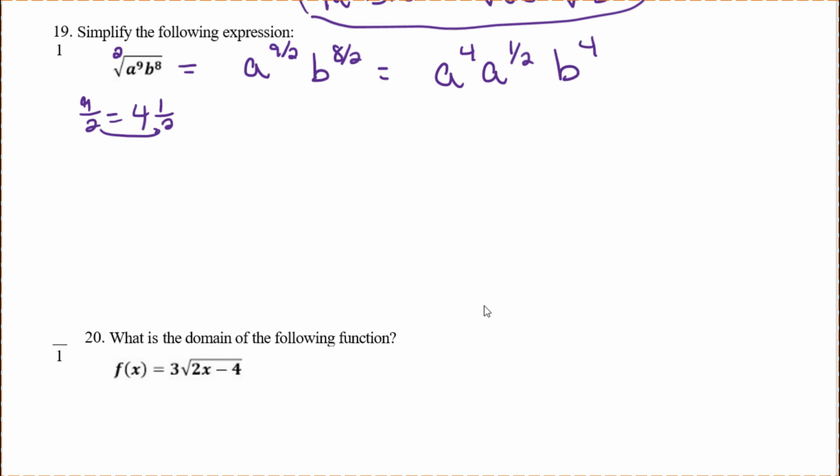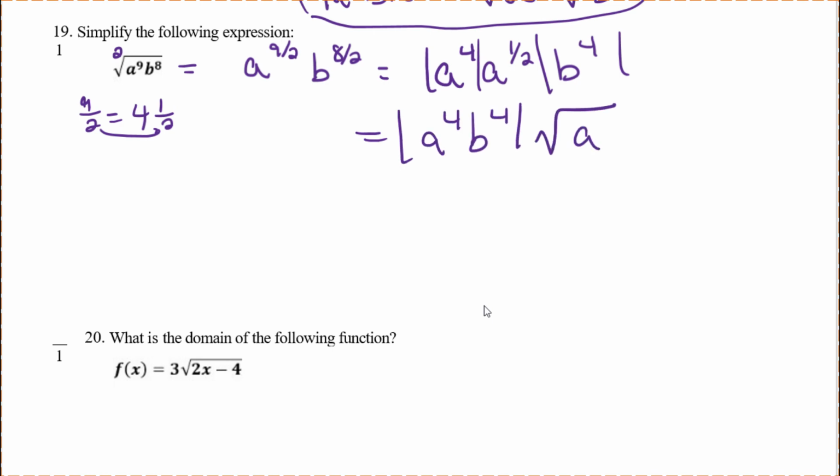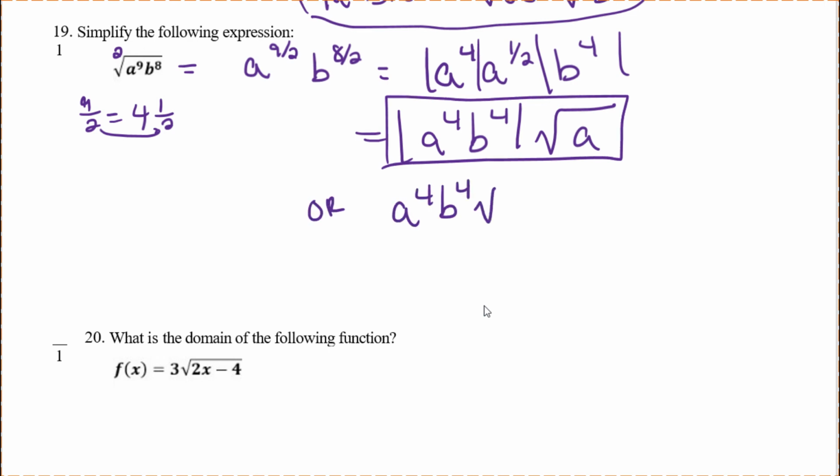Since we took a square root, I'm just going to put an absolute value around those, even though technically it's not needed. But just for the sake of being consistent, I will put an absolute value. So you could do that, or you could write it as a to the 4th, b to the 4th, square root of a without the absolute value. Because technically these will always be positive, so it doesn't matter if there's absolute value there. But if you did put absolute value, it's still correct.